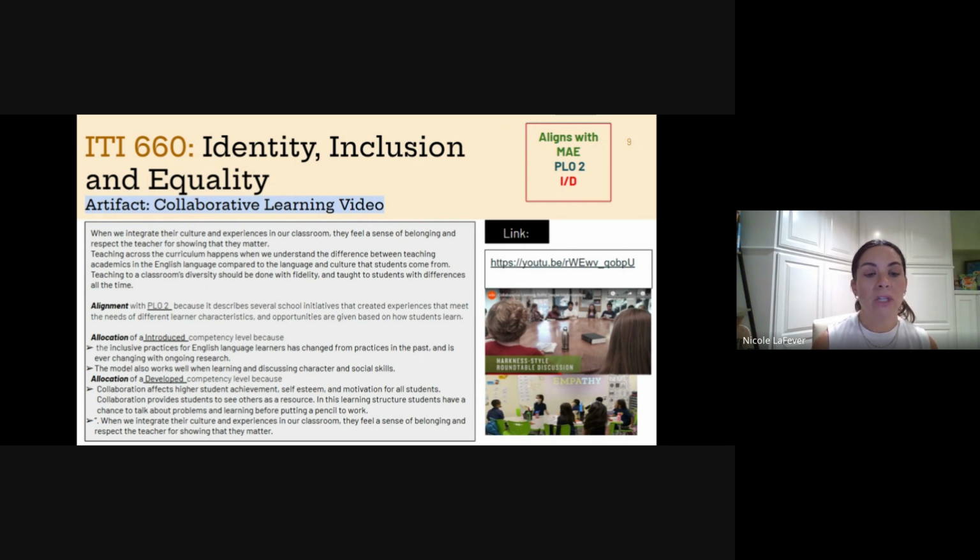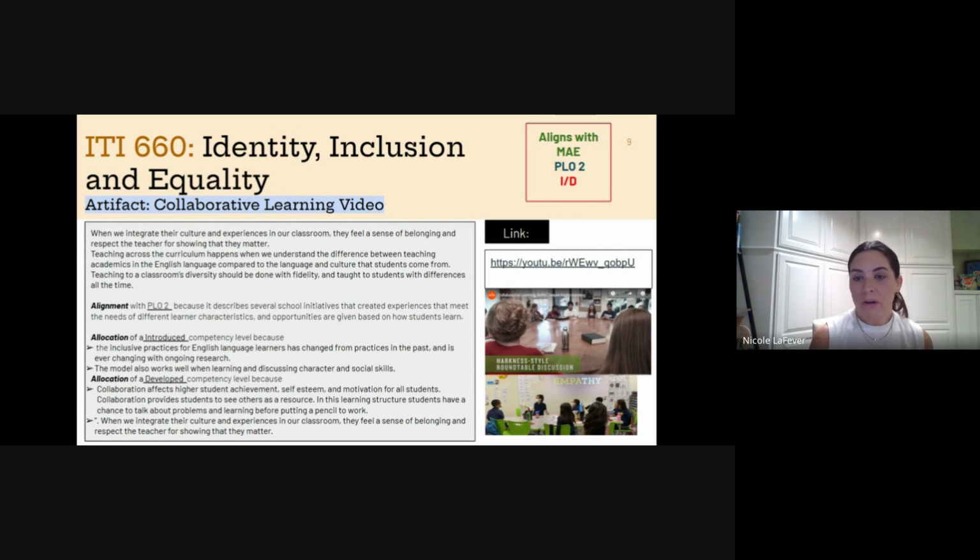We know that English language learners, from research, we apply that to the classroom. And in the past, we used to have different practices on how educators felt to reach them the best. And it's ever changing because the ongoing research is constantly showing us what ELL learners need. The model also works well when learning and discussing character and social skills.